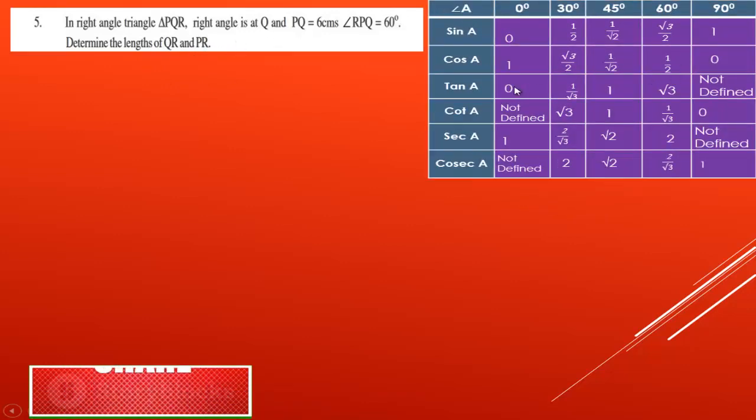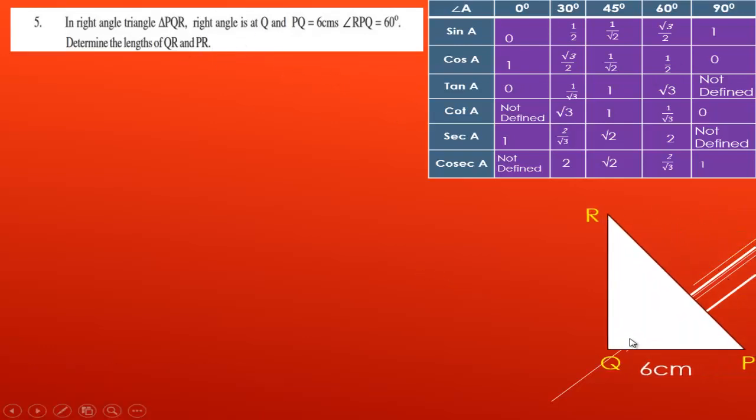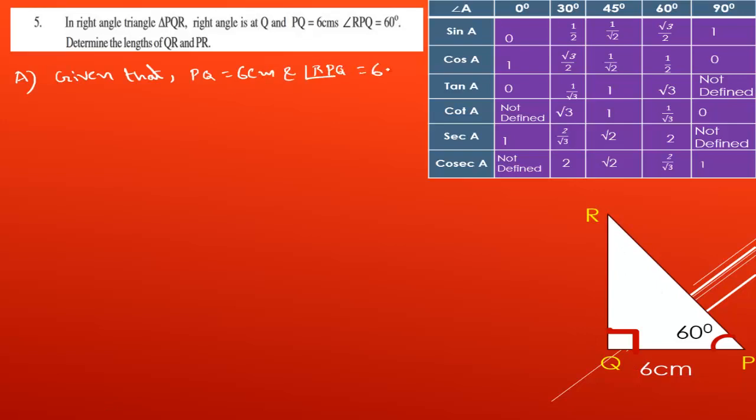This is the table for trigonometric ratios, and for this problem we have to draw right angle triangle PQR, where right angle is at Q and PQ is 6 cm and angle RPQ is 60 degrees. Now we have to determine the lengths of QR and PR. Here PQ is given, we have to calculate PR and QR. Given that PQ equal to 6 cm and angle RPQ equal to 60 degrees.